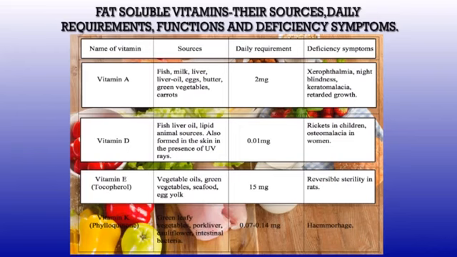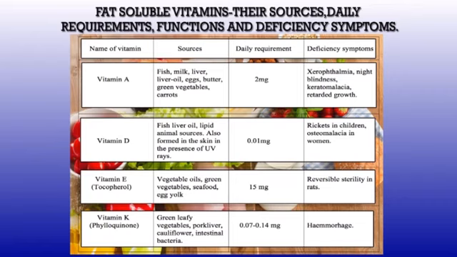Next vitamin is vitamin E. The important sources are vegetable oils, green vegetables, seafood, egg yolk. Daily requirement is 15 mg. Its deficiency causes reversible sterility in rats. Last vitamin is vitamin K. The important sources are green leafy vegetables, pork liver, cauliflower, intestinal bacteria. Daily requirement is 0.07 to 0.14 mg. Its deficiency causes hemorrhage.